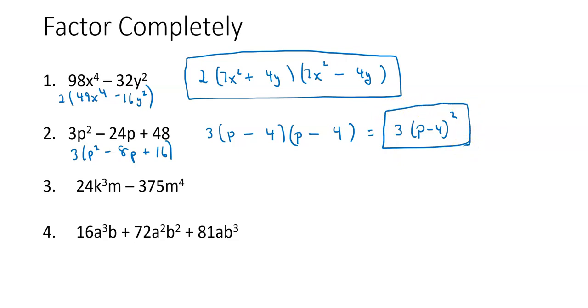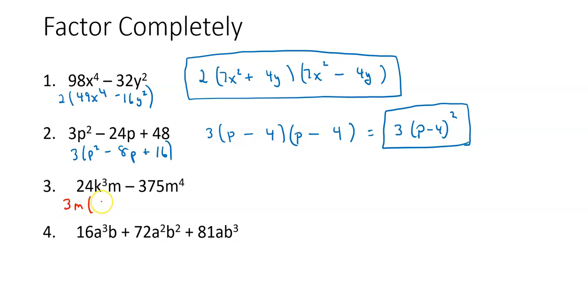Ooh, look at number 3. Number 3 looks a little messy. Well, that's all right. Always look for common factors first. So between a 24 and a 375, I see at least a 3 that I can pull out. I also notice that they both have an m. So let's pull out a 3m.